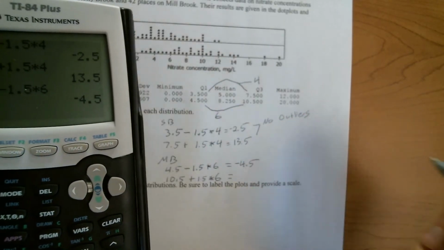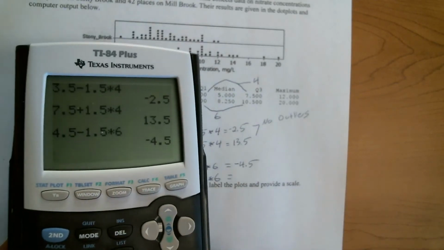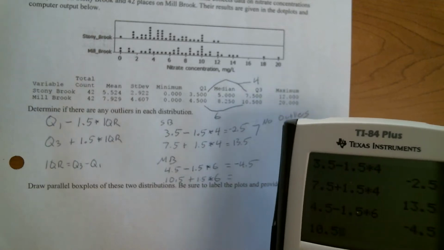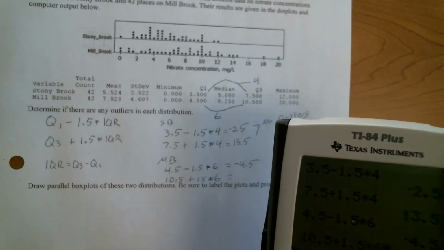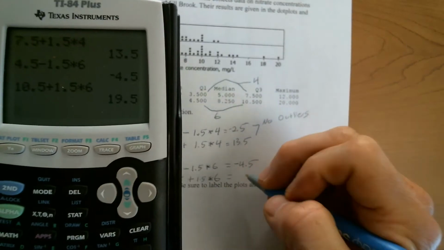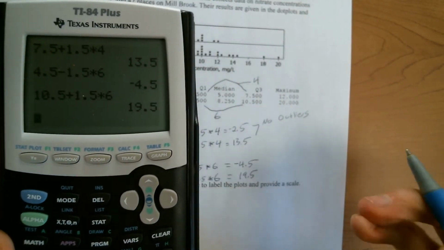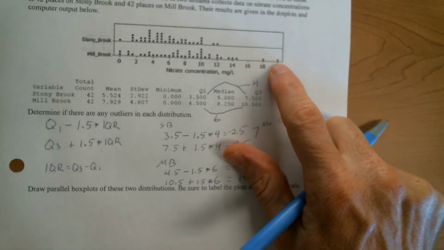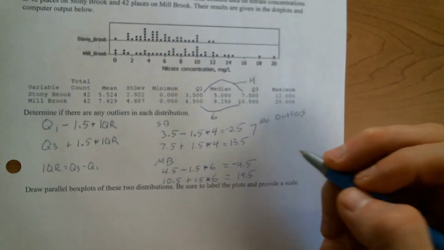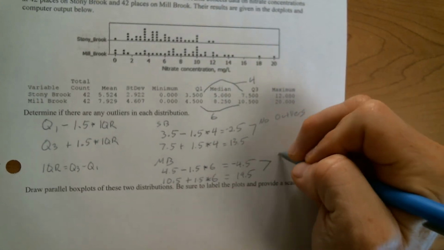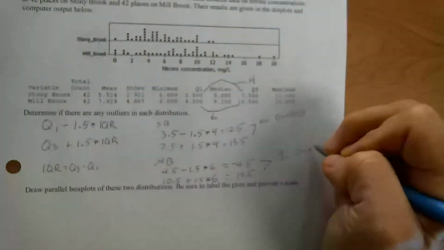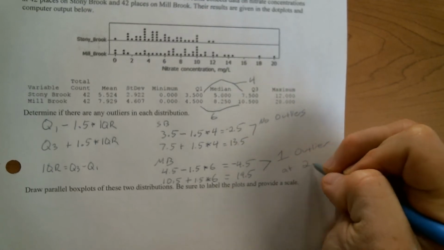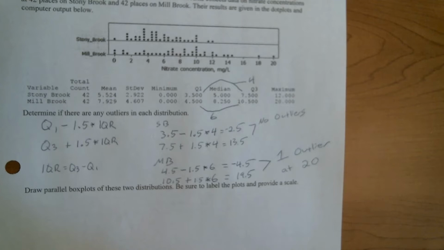So it's pretty clear we're not going to have any outliers on the low side because, again, we can't really go below 0. And 10.5 plus 1.5 times 6 is 19.5. We can see that the maximum is 20, and we actually have a dot there at 20. The next highest dot is 18. So this one would have one outlier, and it is at 20. 20 is the only one that's an outlier.